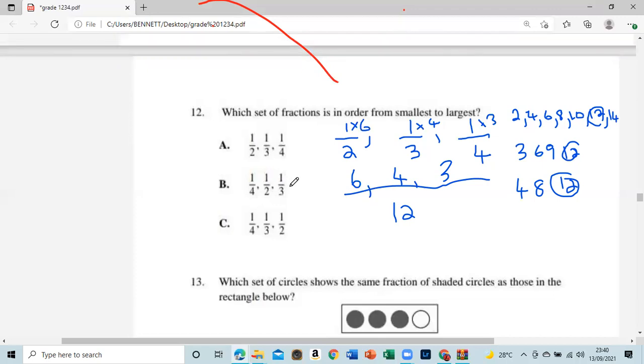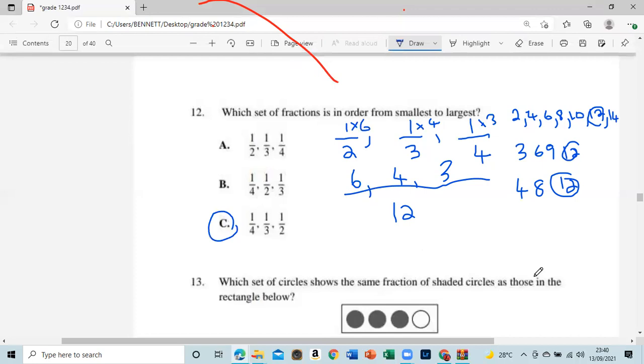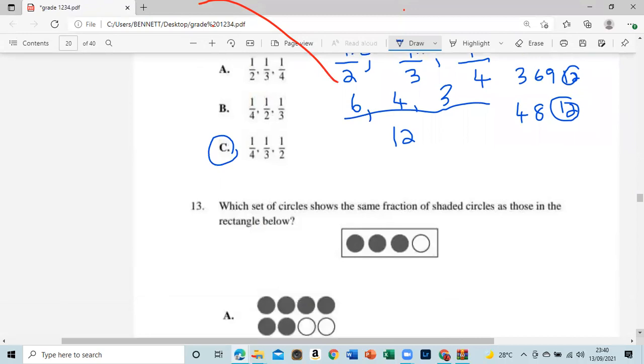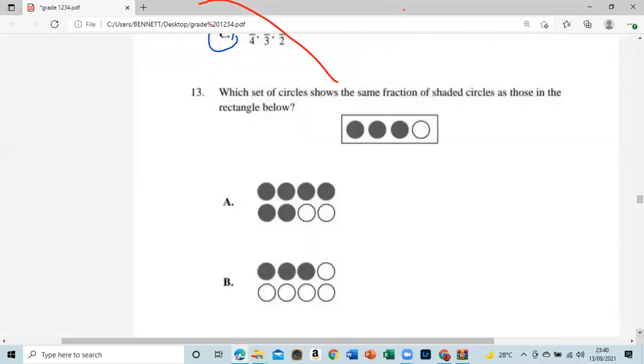Ah, Jesus. 1/3 rather. This is C. Sorry about that, guys, I was looking at the wrong options, all right? So let's move to 13 and see what it says.